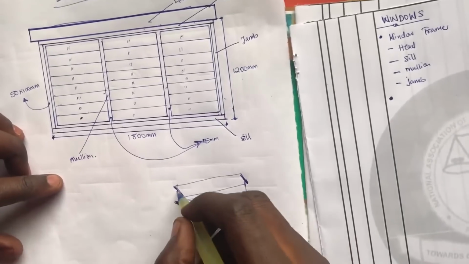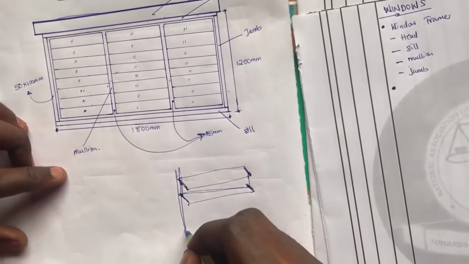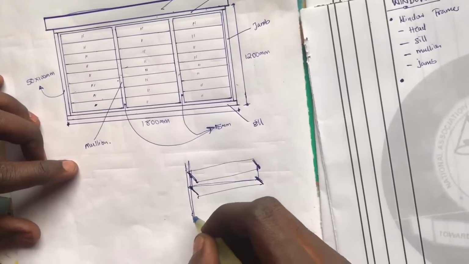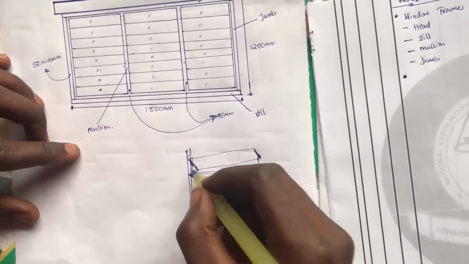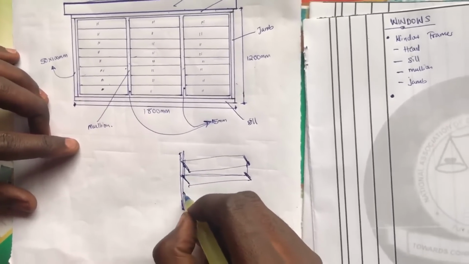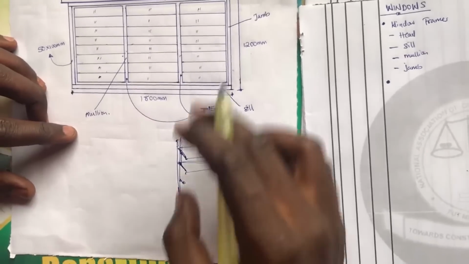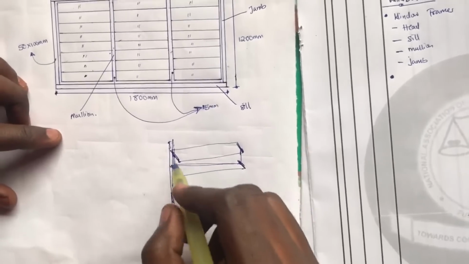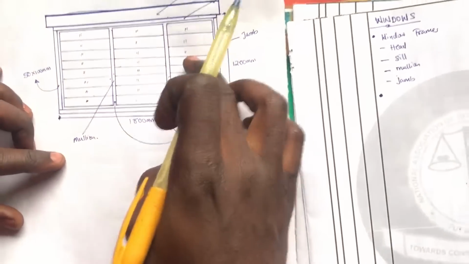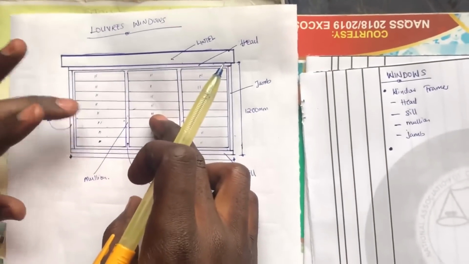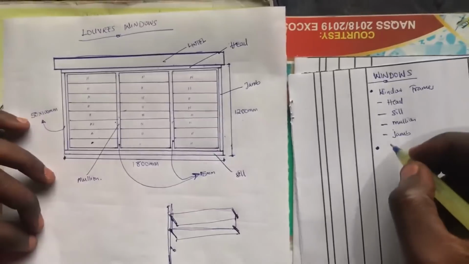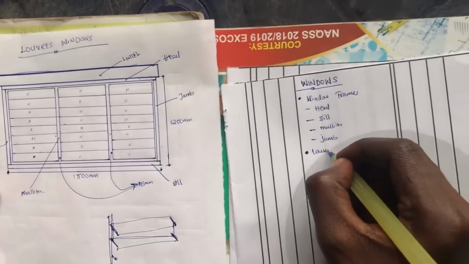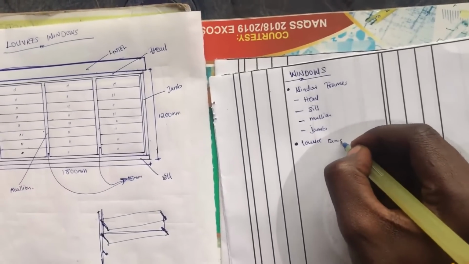The louver carrier is usually attached to the frames, that is the mullion and also the jamb. So it will be attached here so that you can have control to open or close this particular window. So these are the louver carriers. We will be having a pair of louver carriers here, a pair here, and a pair here. So we would still be measuring for that. I will show you how to measure for louver carriers.